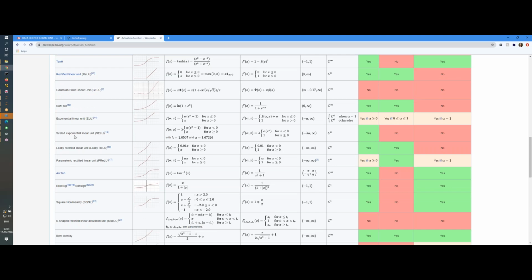I think ReLU is mostly what we are using. Leaky ReLU, this is important. ReLU we are using and Leaky ReLU we are using. Now you tell me what is the difference between Leaky ReLU and ReLU.